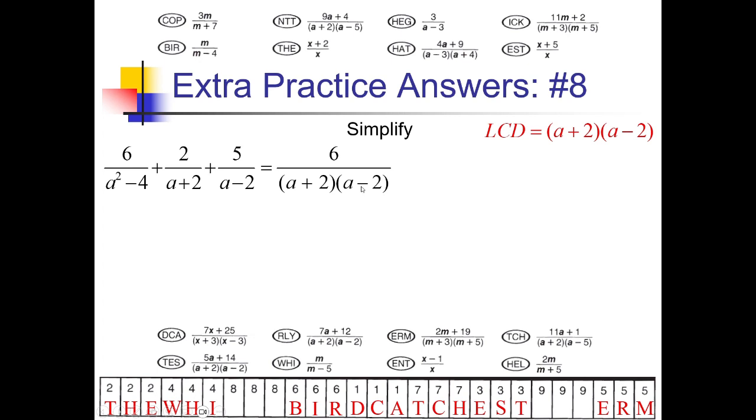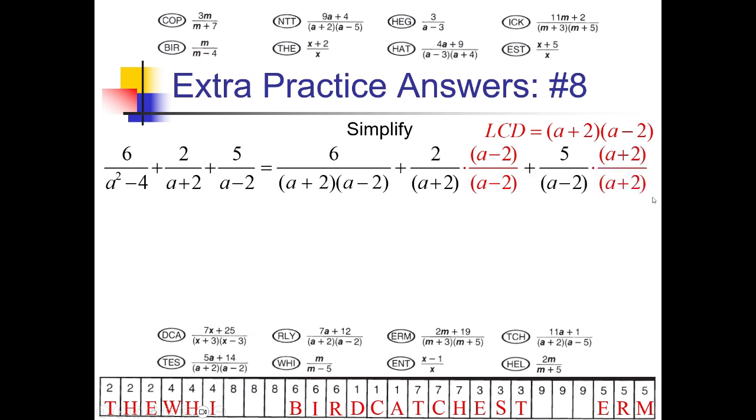Now I'm going to go ahead and directly start multiplying these other fractions by what they need to get this LCD. Normally I would just rewrite stuff and do that on a separate step, but again, I need to save some space. So my second fraction is missing the a minus 2 part of this. So I'll do 2 over a plus 2 times a minus 2 over itself. The third fraction is missing the a plus 2 in the denominator. So I'll do 5 over a minus 2 times a plus 2 over itself. Let me go ahead and simplify all this now. So we have our first fraction. I'm not going to change that at all yet.